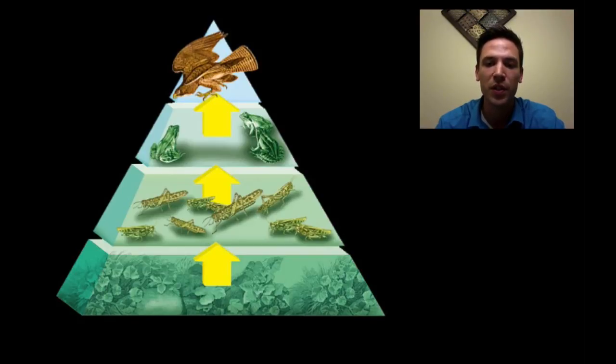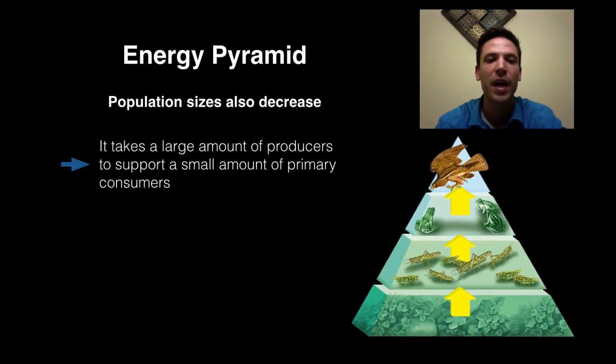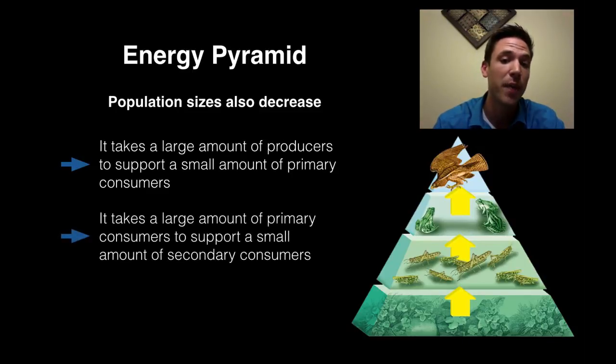So a stable ecosystem has most of the population at the bottom, and then it gets less and less as you get to the top. In other words, it's going to take a large amount of producers to support a smaller amount of primary consumers. And then it's going to take a large amount of primary consumers to support a smaller amount of secondary consumers. Again, all we're saying is that populations are decreasing. And if you think about any ecosystem, that's true.